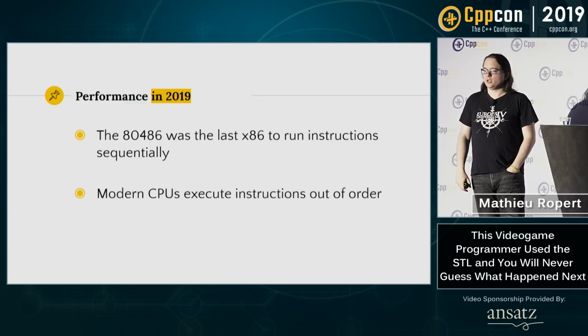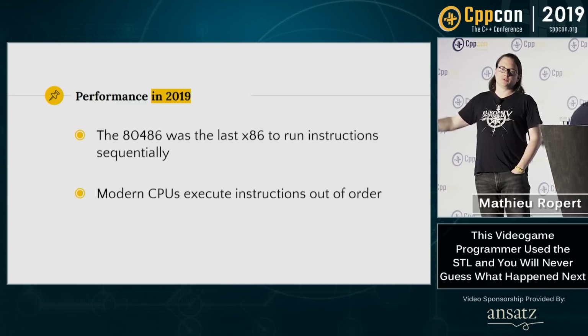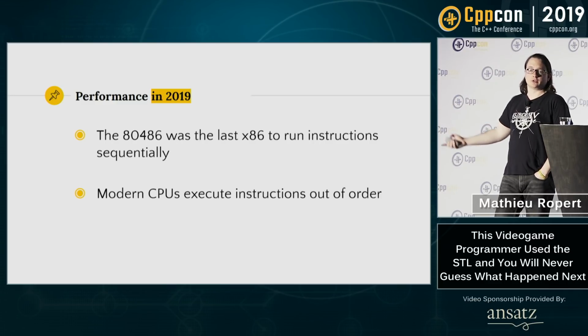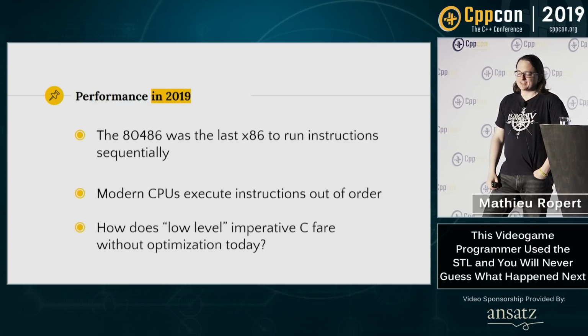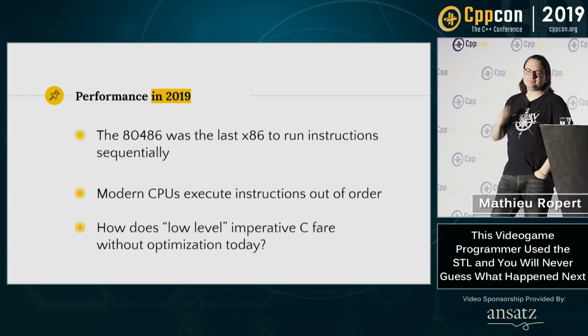That's the thing. Your assembler is lying to you. Your C is lying to you. What you're writing is not what's happening. Your CPU is trying to do out-of-order execution because it turns out it's much faster. And so here comes the question.